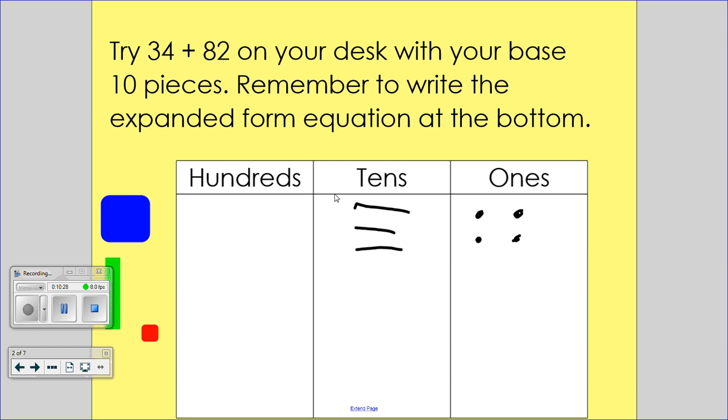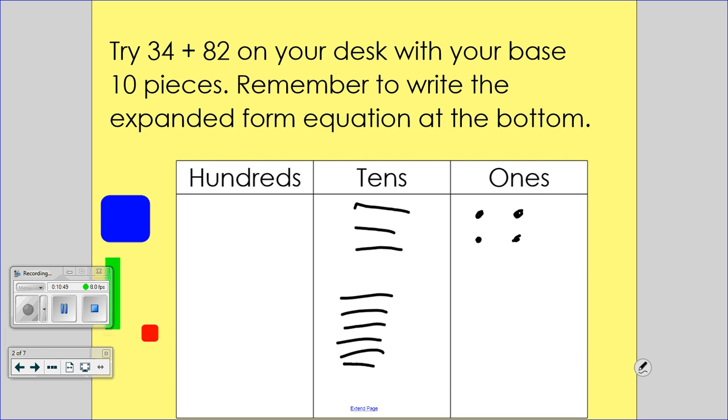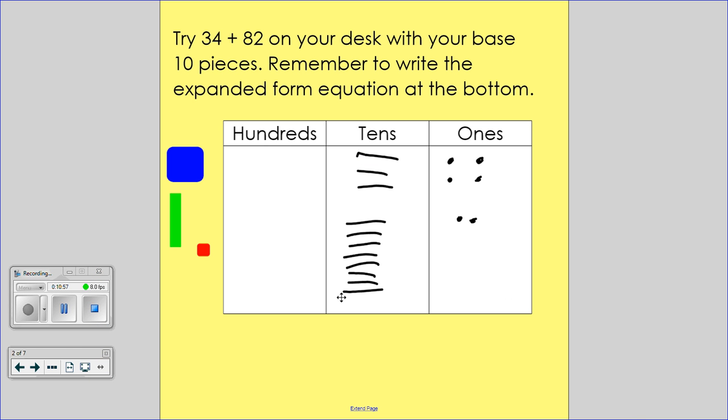Underneath that, I want you to build the number 82. So we should have 8 tens rods that you've now added, and then 2 more ones. We good with that? Alright, let's start in the ones column. Push all your ones together.